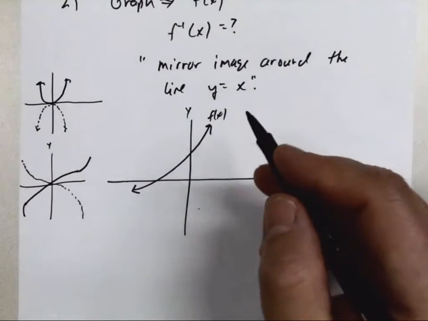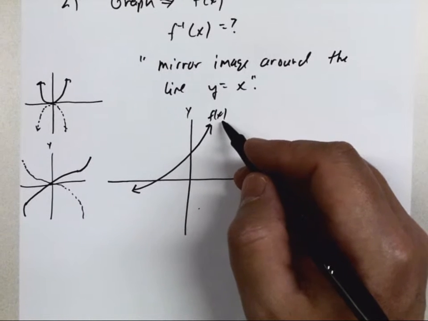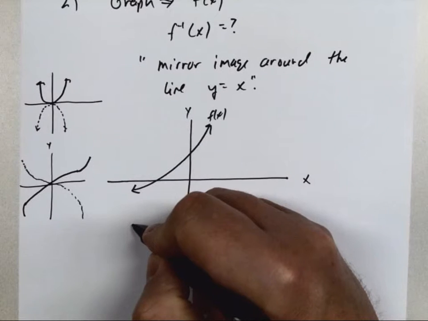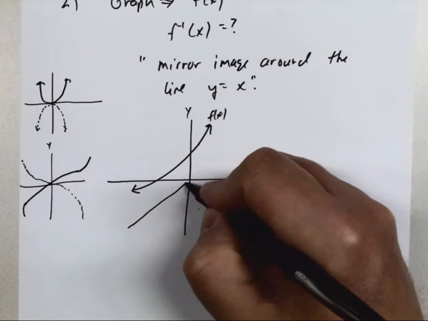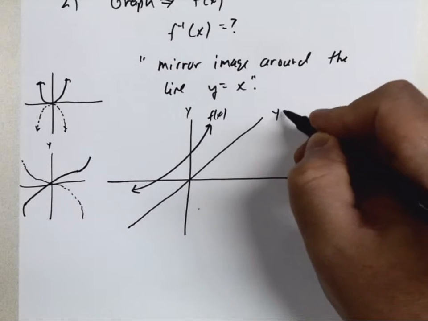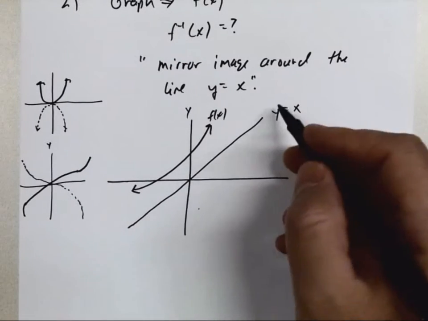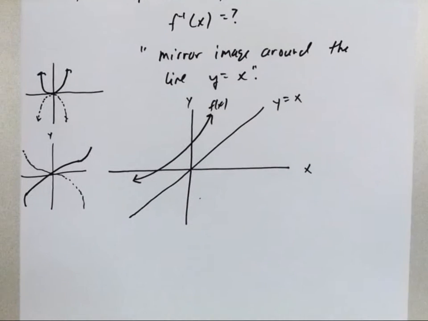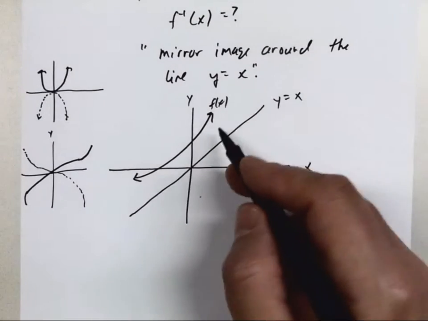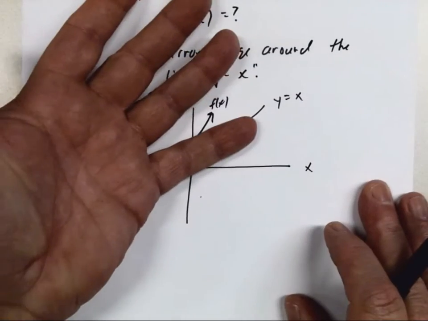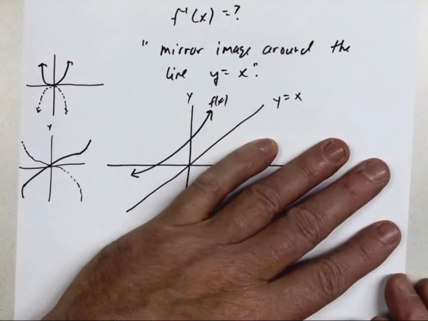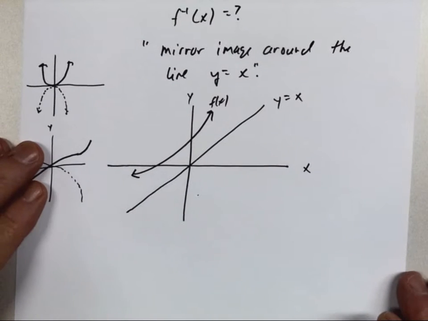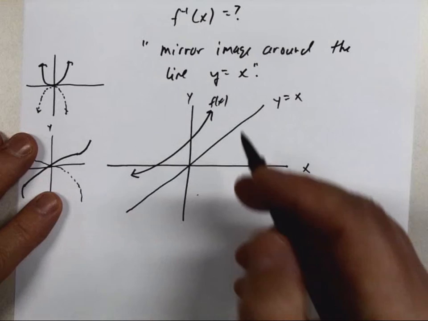Well, in this case, if we're given a function and you want to see what the inverse function looks like, you do a mirror image. This line right here represents y equals x. It sort of splits the first and third quadrant in half. You do a mirror image around this. So it's almost like you take this thing and you flip it over here. Now sometimes it's easy to visualize it.